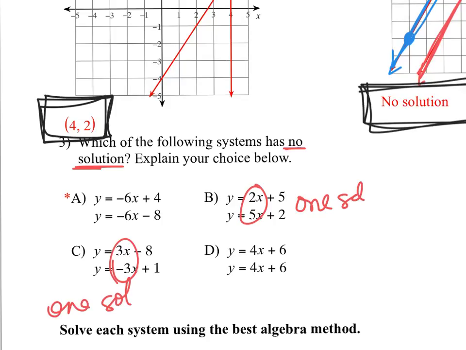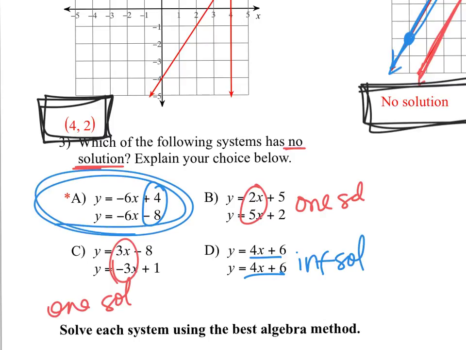A and D both have the same slope, so then we have to look at where the lines start. Well, on D, you may notice these are the exact same line, which means D is an example of infinite solutions. So A is going to be my no solution because they have the same slope, but they're starting in different places, so they're going to be parallel lines.